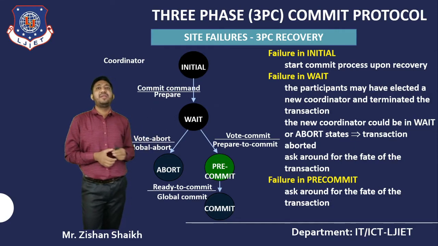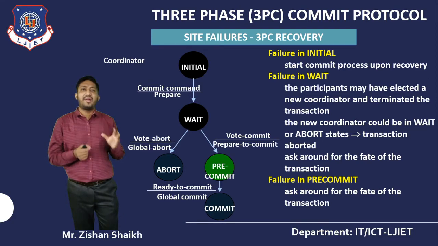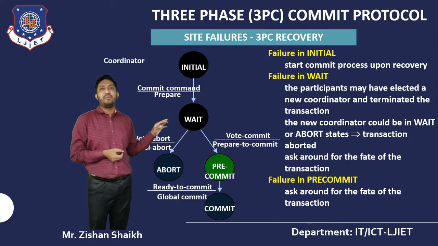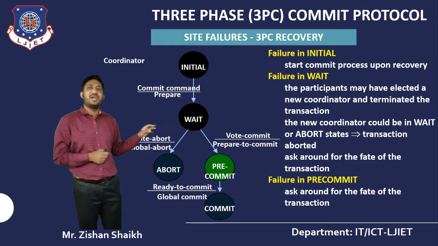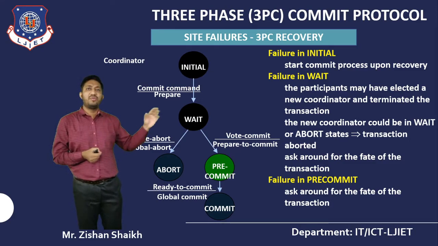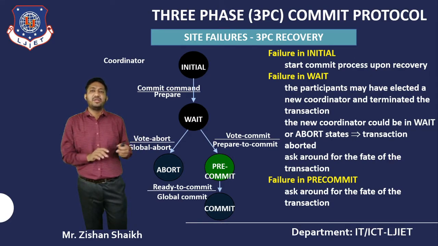Next is failure in the wait state. On the coordinator side, the participants may have elected a new coordinator, because they are not receiving a response from the coordinator, since it has failed. And participants do not wait for however long it takes to come up again or recover. So here the participants may have elected a new coordinator and terminated the transaction. The new coordinator could be in a wait or abort state for this particular transaction.